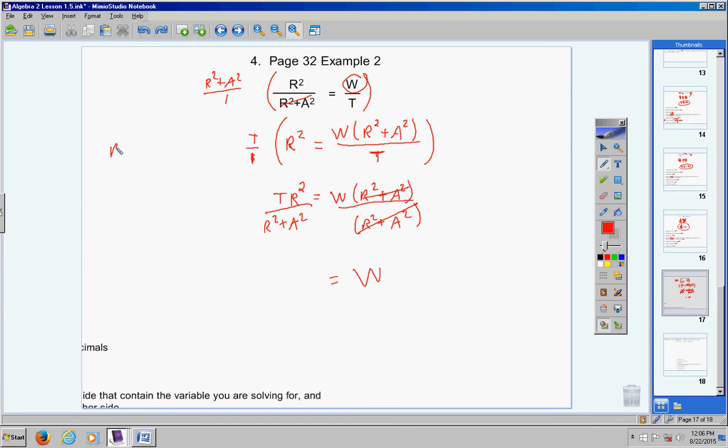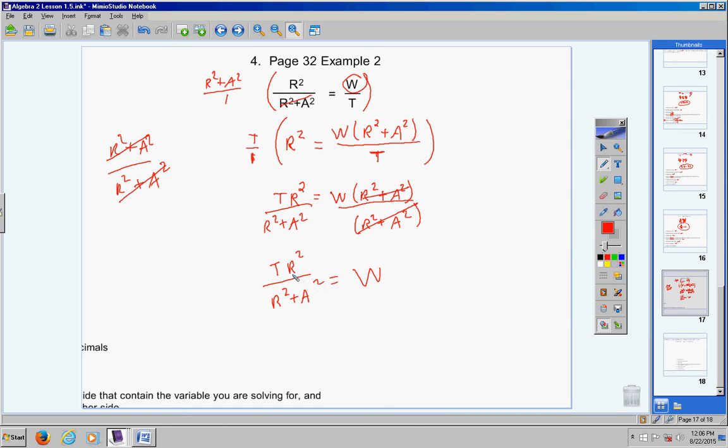And by the way, if you had r squared plus a squared over r squared plus b squared, and you're like, oh, binomial, so I can cross my r squareds off. No, it has to be the entire binomial. It has to be identical to this binomial, then you can cross them off, okay? So there's no reducing over here I can do. None whatsoever. So my answer is t r squared over r squared plus a squared, okay?